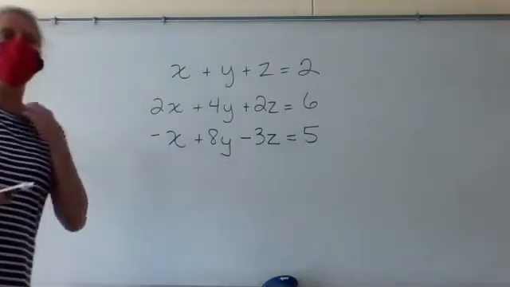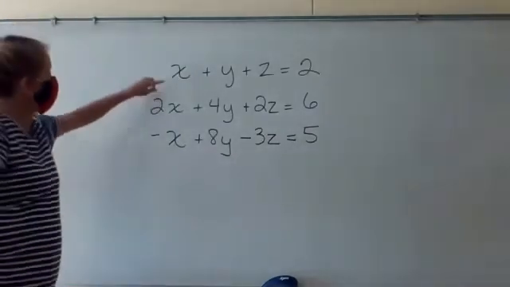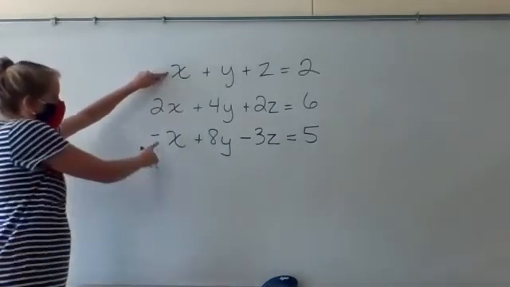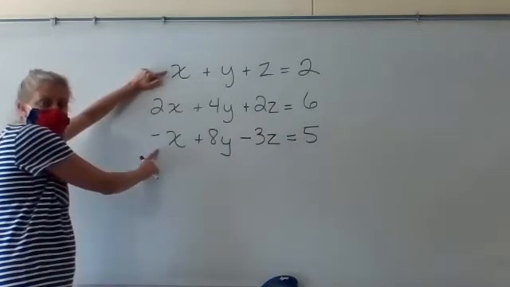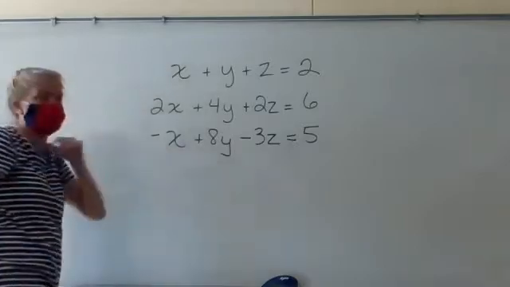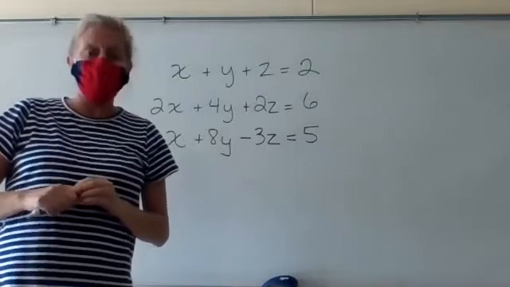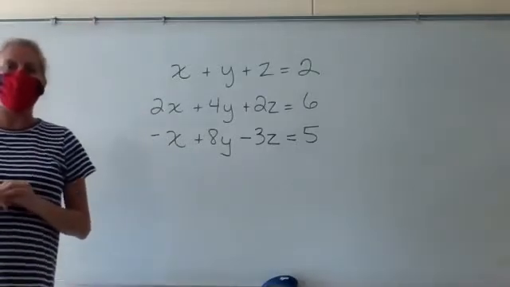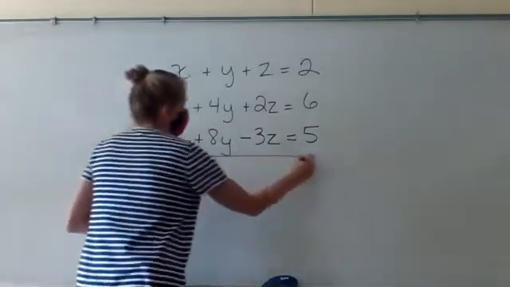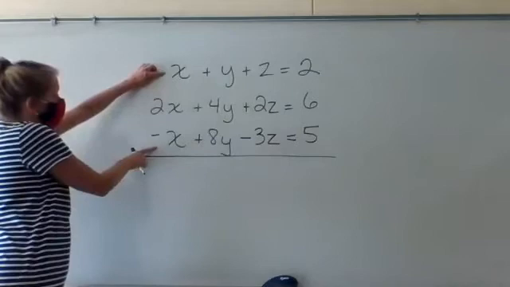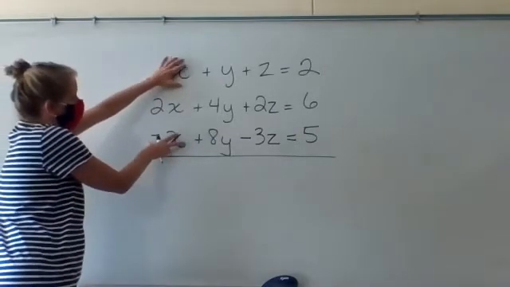So looking at these equations, I see that this top equation and this bottom equation already have the x's in a great shape, right? I've got a positive 1x and a negative 1x, which means if I add those two equations together, my x's will cancel each other out. So let's do that. Remember, we're just doing this once. So the top equation and the bottom equation, my x's cancel, x and negative x cancel.